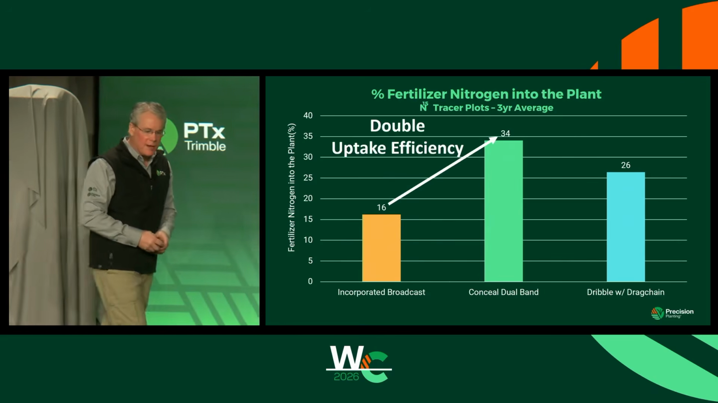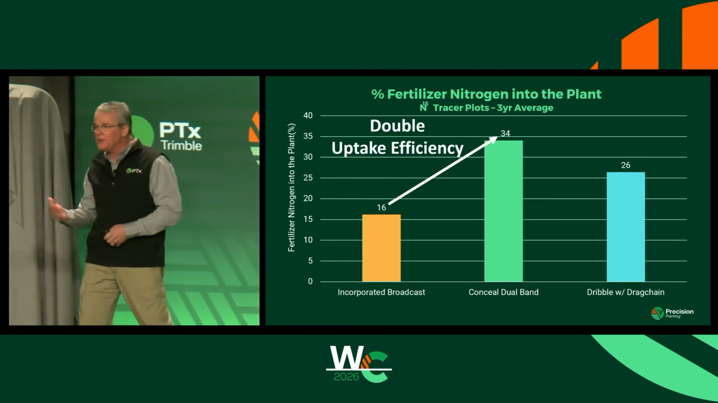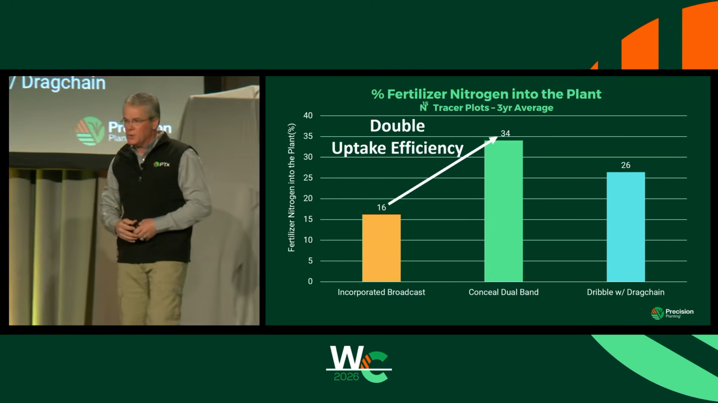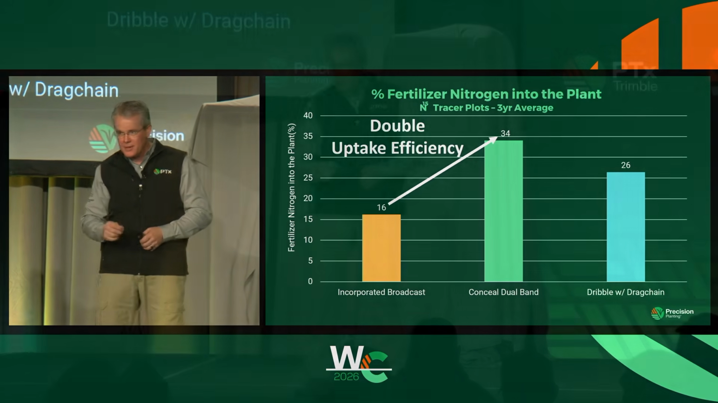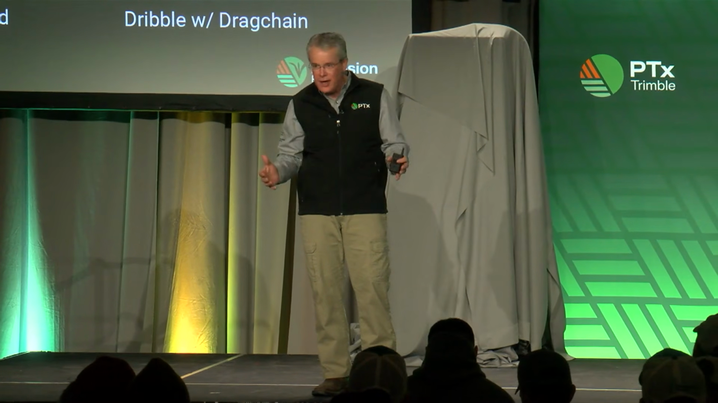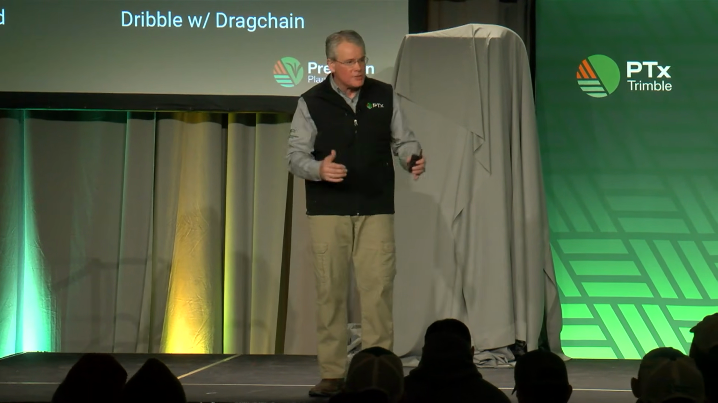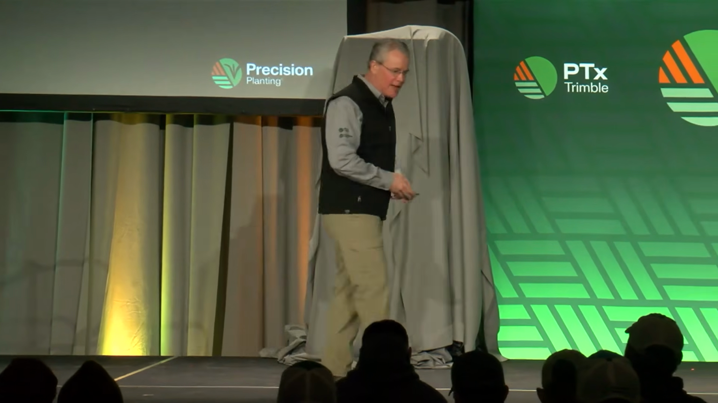So it was better than broadcast, but it wasn't as good as when you knifed it in the ground. So it was double the efficiency. Well, today, what are you and I looking for if we're farming? We're going to write a check for some nitrogen and some corn and some soy, all this stuff. How do we increase net productivity per dollar spent? That's the name of the game.